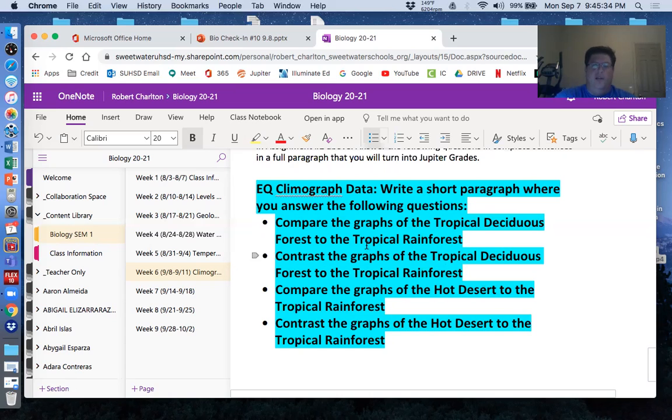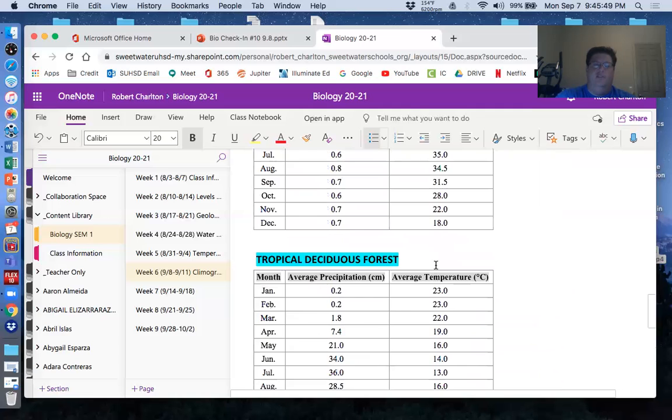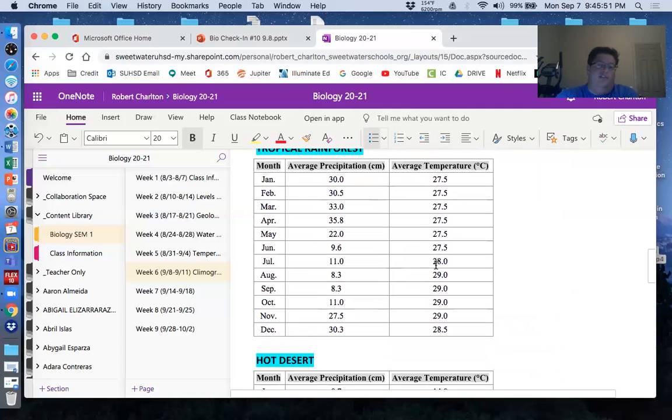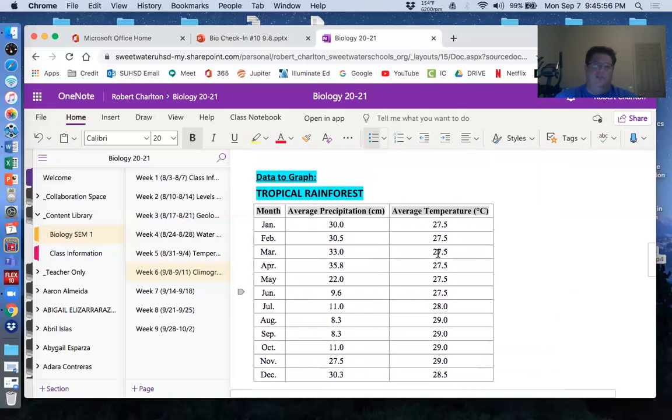So you're going to do compare and contrast for the deciduous and the rainforest. And then you're going to do compare and contrast for the desert and the rainforest. And so you can't do assignment number 2 unless you have done the graphs for assignment number 1. And that's it. I make it sound like a little bit, but these can be complicated graphs, so make sure you get them done.